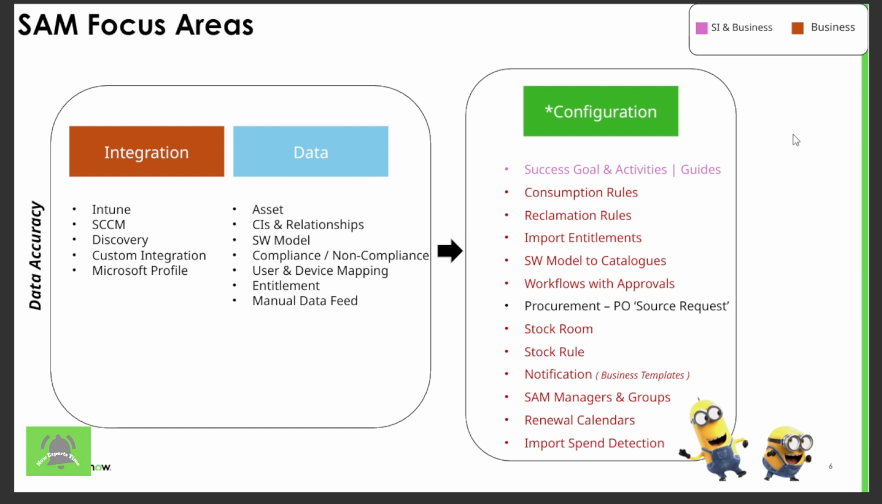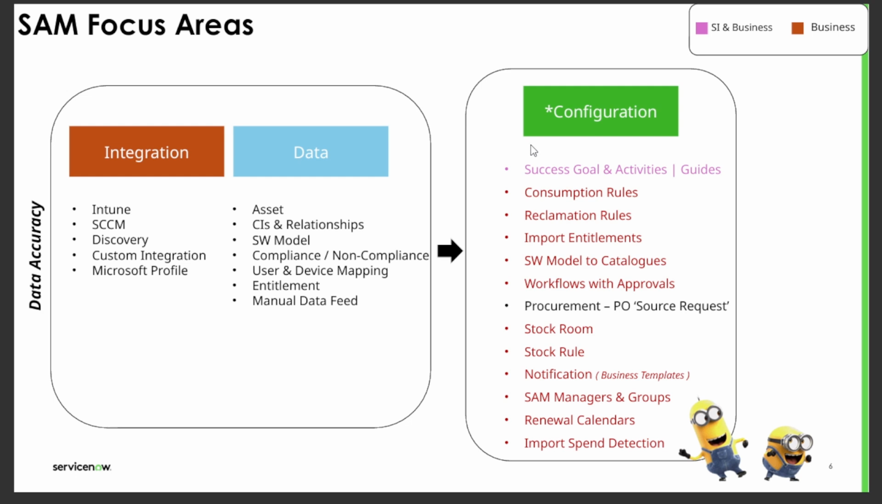So for this software asset management area, I have segregated three important pillars. One is integration, second is data, third one is configuration. When you talk about integration and data, you already have experience with ITSM, CMDB, and ITOM related knowledge. Definitely it will help from an integration and data point of view. So before talking about the software asset management solution, first we need to think about the data accuracy in the CMDB.